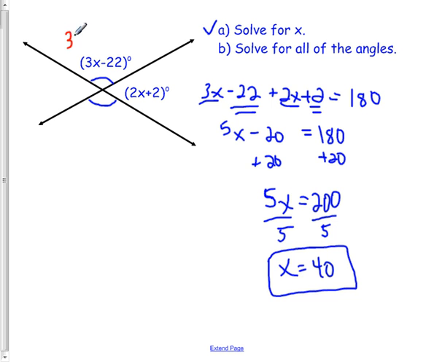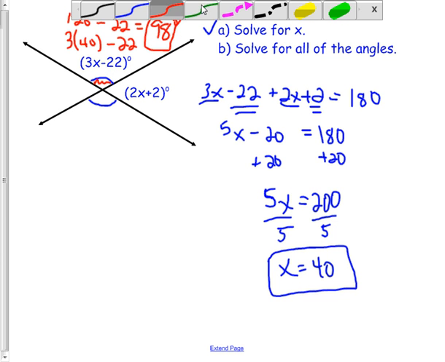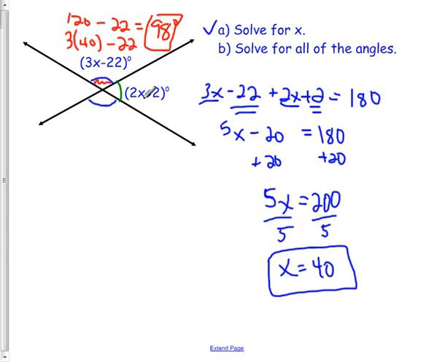This is going to be 3 times 40 minus 22. So 3 times 40, that's 120. 120 minus 22, that's going to give us 98 degrees. So this angle right here is 98 degrees. Okay, this one, on the other hand, is 2 times 40 plus 2. That's going to be 80 plus 2, which is 82 degrees. So this angle here is 82 degrees.